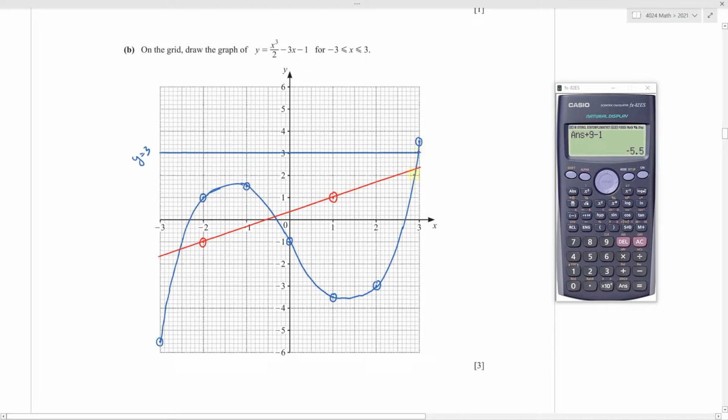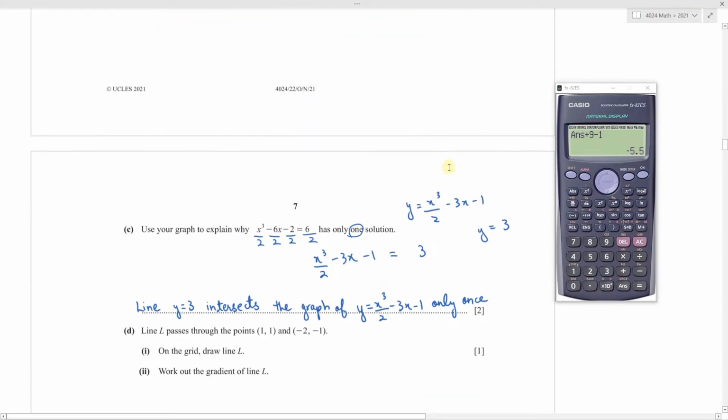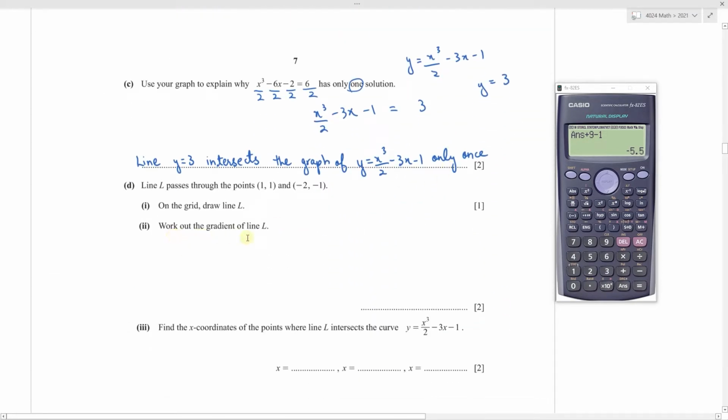So this is your line L. Work out the gradient of line L. So you're already given 2 points. I will use these 2 points to find the gradient M.